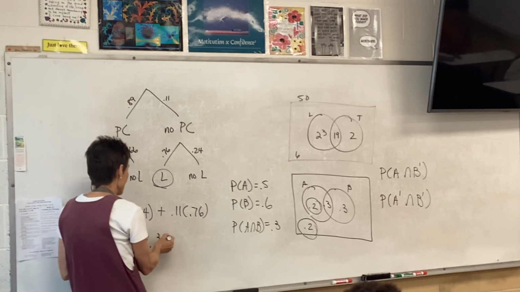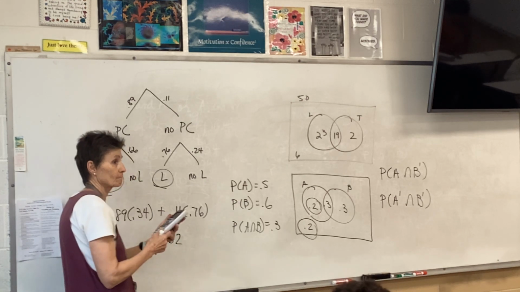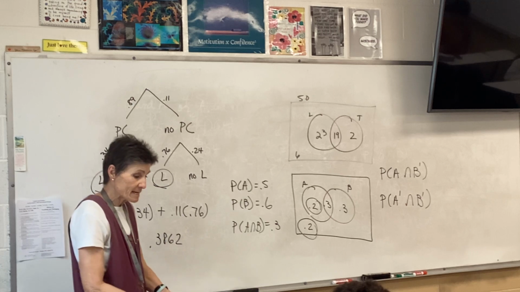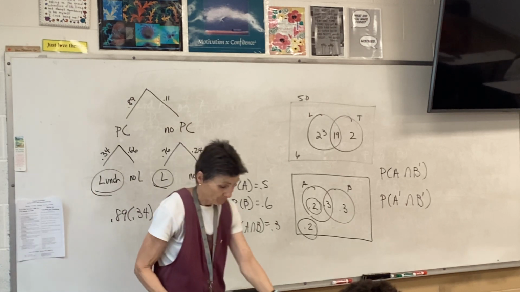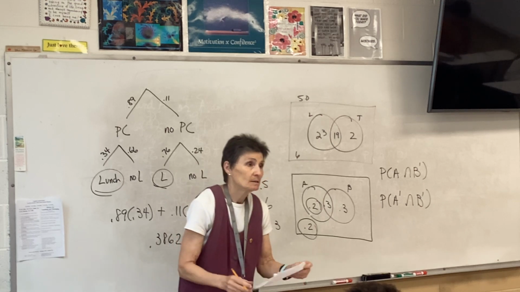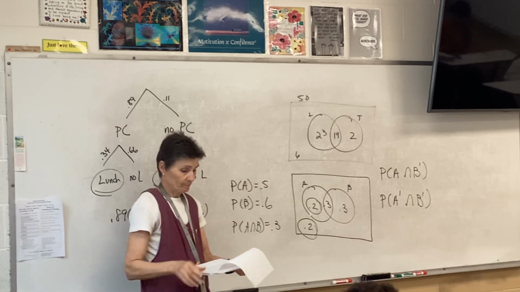I got 0.3862. So there's about a 38.62% chance that they'll go to lunch at school.